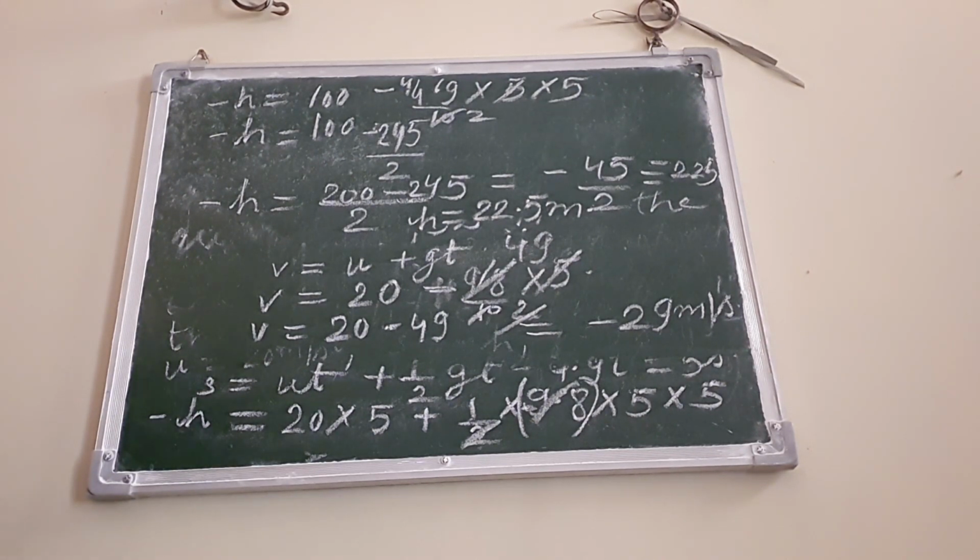So we have used the first equation of motion, v is equal to u plus gt. So v is equal to 20, that is the initial velocity, and since it is being thrown upward, it is in the opposite direction of gravity, so it is minus 9.8 into 5. 5 is the total time taken by the body to reach the ground. So it is 20 minus 49, which becomes minus 29 meter per second. So 29 meter per second is our final velocity. This is our answer. So now we are approaching the next question.